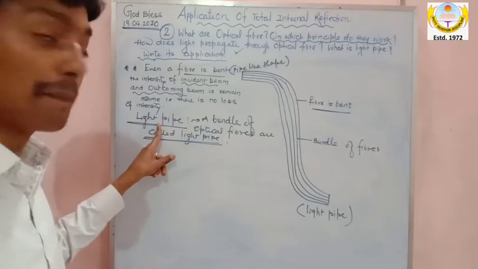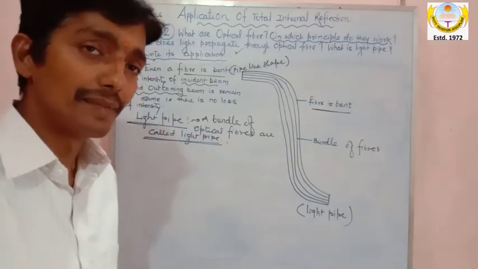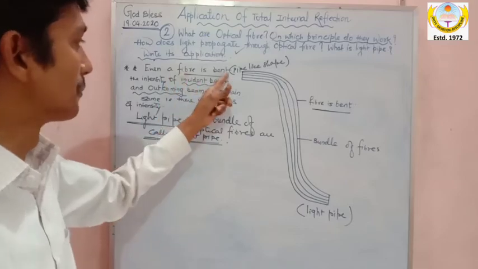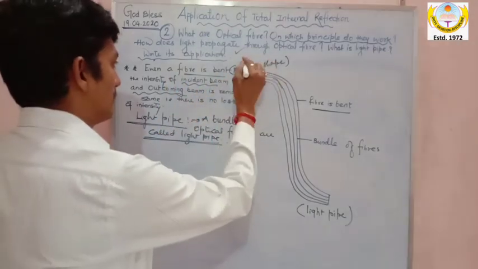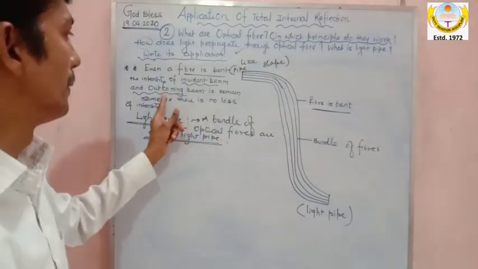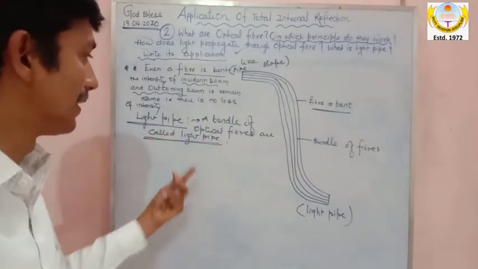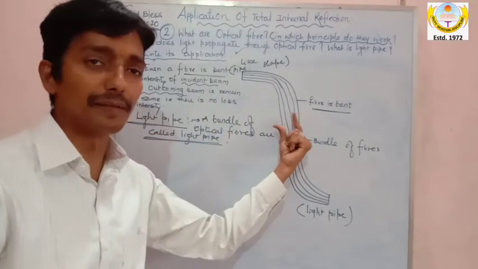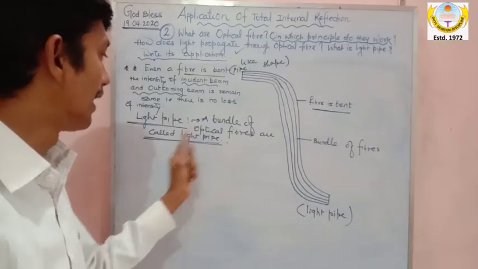But a light pipe is different. A light pipe is a bundle of fibers that is bent. So even if a fiber is bent into a pipe-like shape, the intensity of the incident beam and outcoming beam remains the same. And what is a light pipe, my dear? A bundle of optical fibers is called a light pipe.